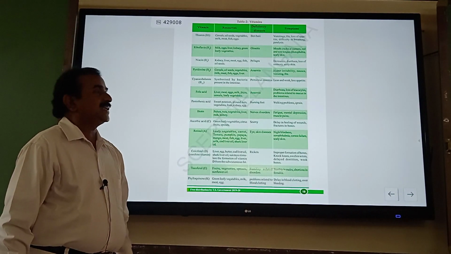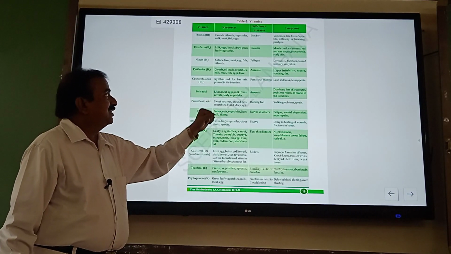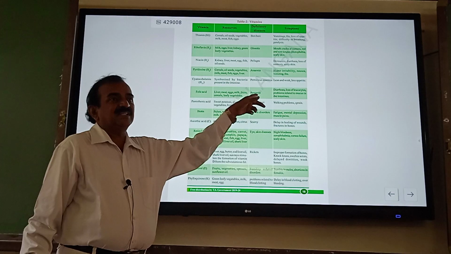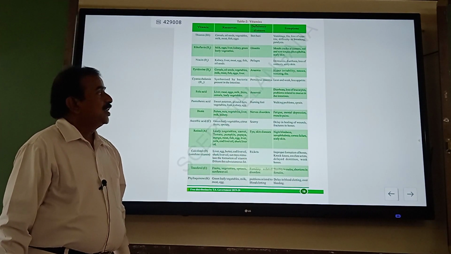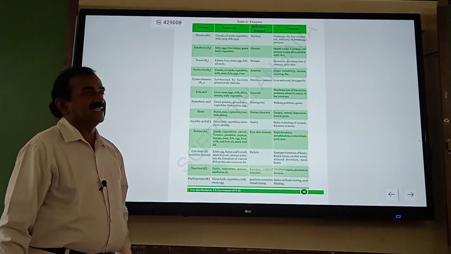And next one is folic acid. It is present in liver, meat like that. And deficiency causes anemia, diarrhea, and problems related to the mucus in the intestine.